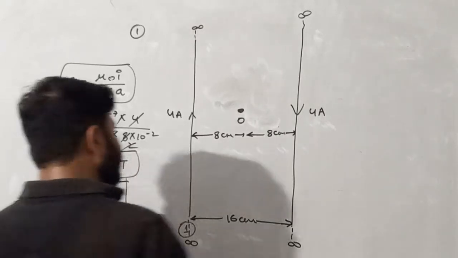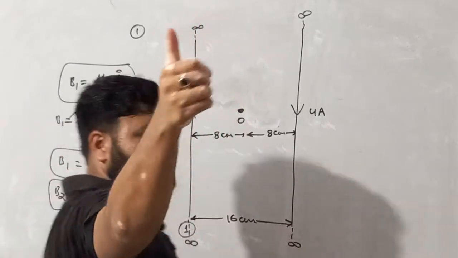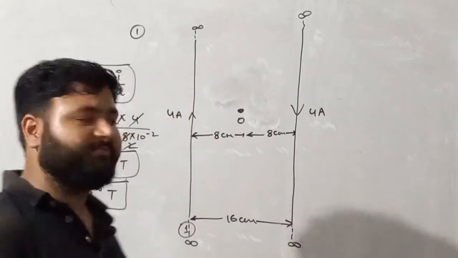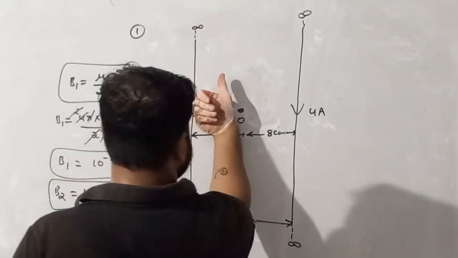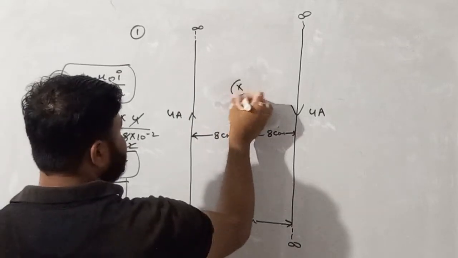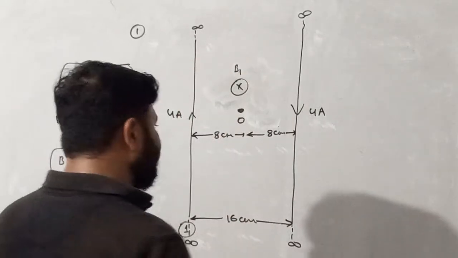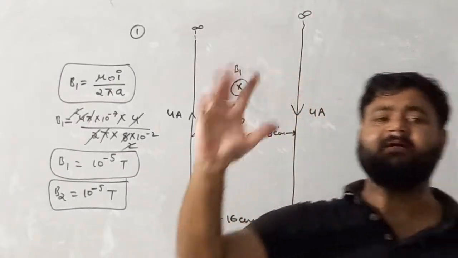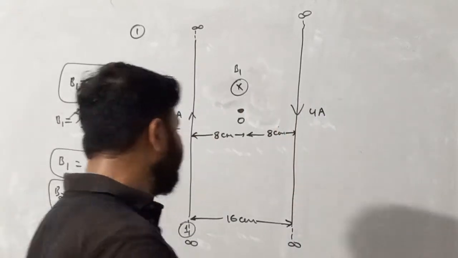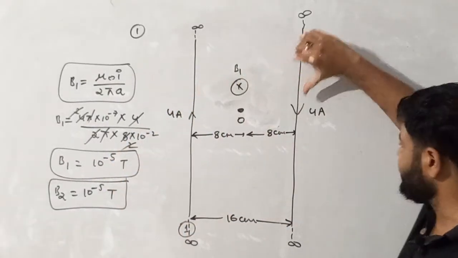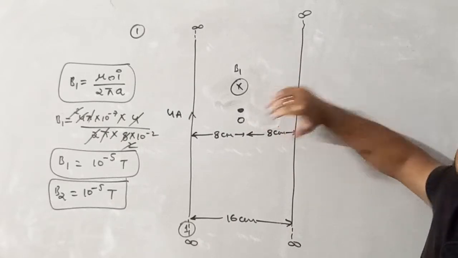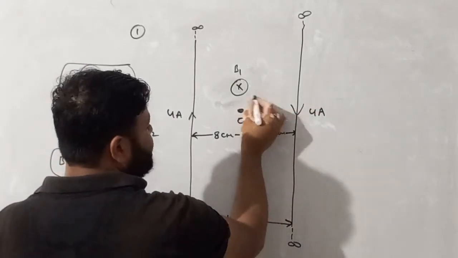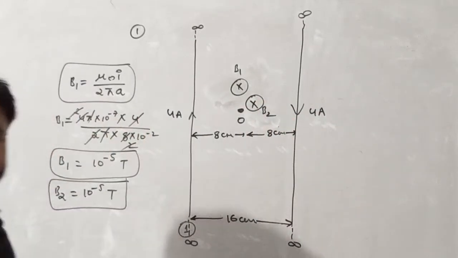Now see, the direction of magnetic field due to the first wire: place your thumb in the direction of current, curl your fingers. Curling of fingers gives the direction of magnetic field. So the direction of magnetic field due to the first wire is inside. So I will make a cross for B1. Similarly, place your thumb in the direction of current and curl your fingers. Fingers go inside. So the magnetic field due to the second wire is also inside. I'll write it as B2.